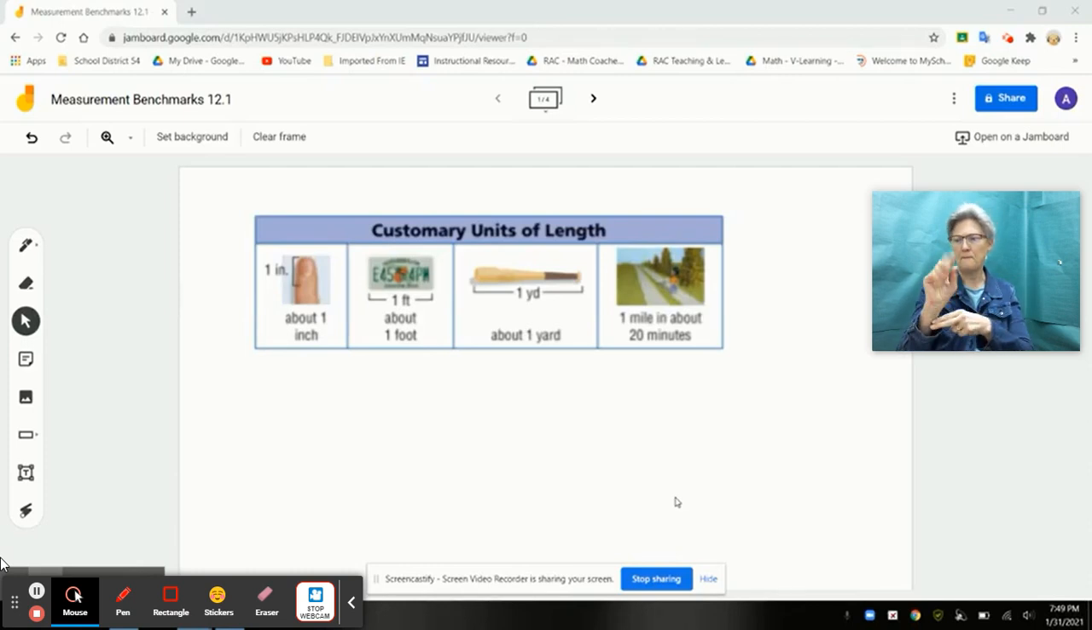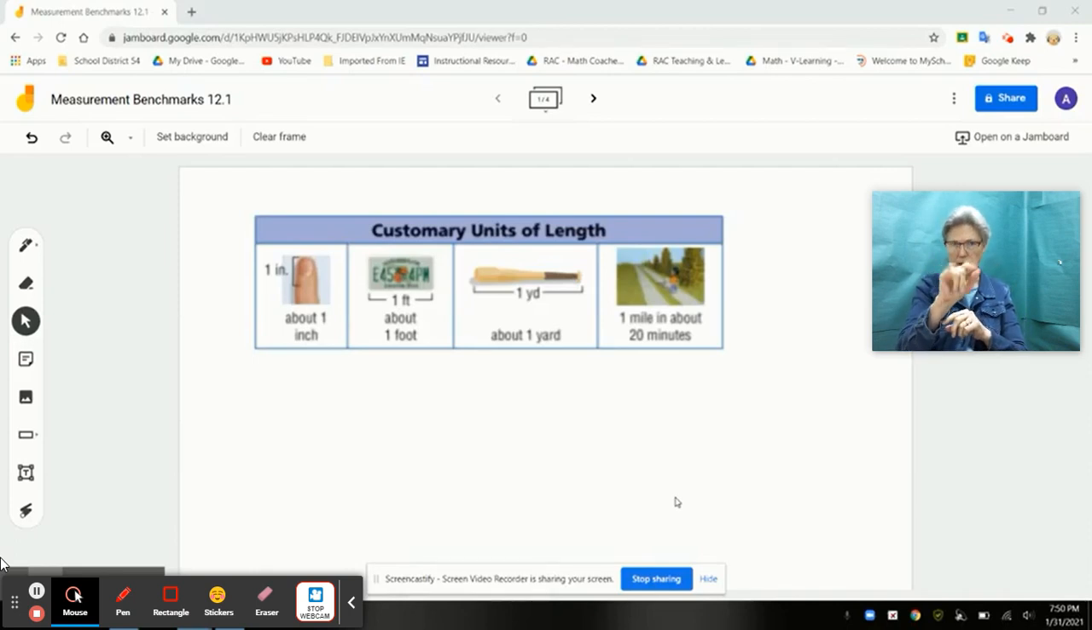Let's start by looking at customary units of length. Customary units of length are what we use here in the United States. So these will sound familiar to you. Now, an inch, and if you look at our visual as well as your finger, is about from your joint to the top of your nail.